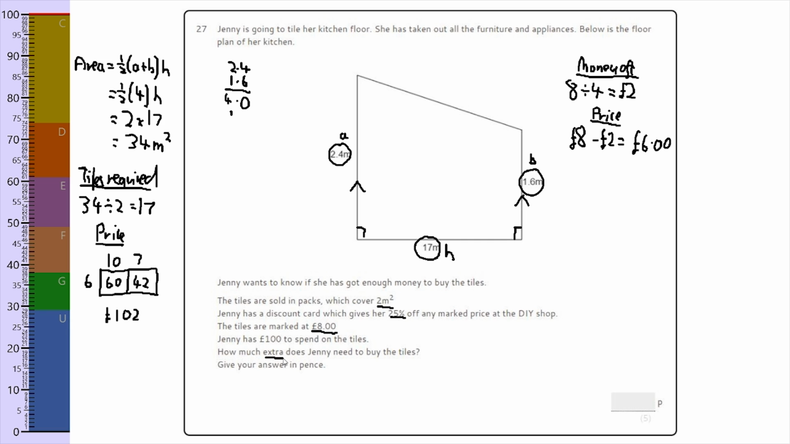So how much extra does Jenny need to buy the tiles? Now the question normally would say, does she have enough or something like that? But again, for the point of this, I've got to have an actual number as an answer. It says give your answer in pence. So it's 102, which is the actual cost of it. Take away 100. Which is obviously £2, but £2 is going to be 200 pence, and that's our answer. So she's going to need 200 more pennies, or £2 more.